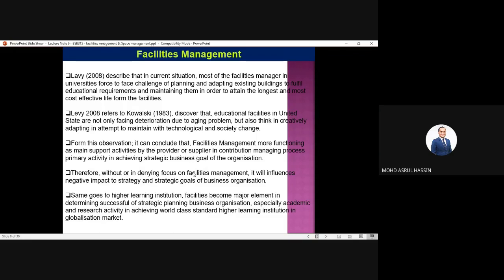Others describe the current situation. Most facilities managers in universities are forced to face the challenge of planning and adapting existing buildings to fulfill educational requirements and maintaining them in order to attain the longest and most cost effective life from the facilities. So now we see a lot of the terms effective and efficient in facilities management, because we need efficient facilities to ensure cost effectiveness. Means that with the lower cost we have good facilities.